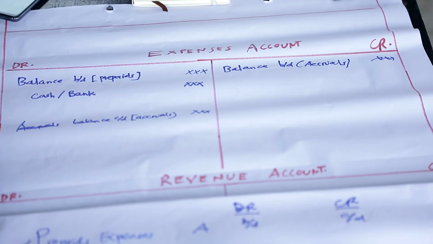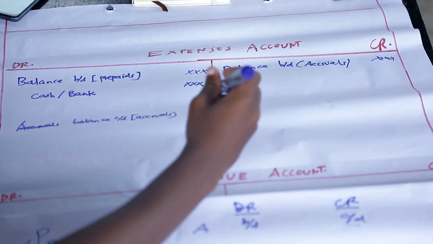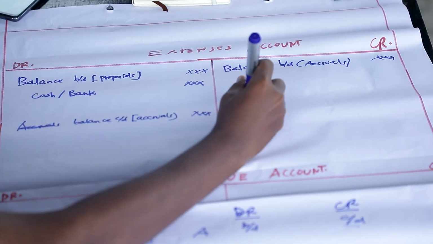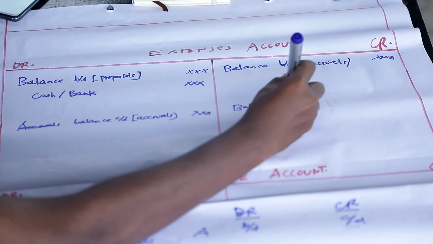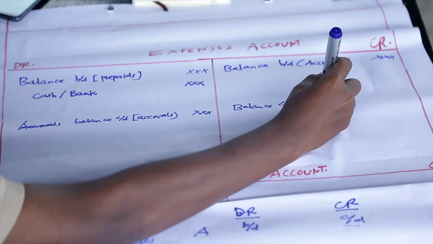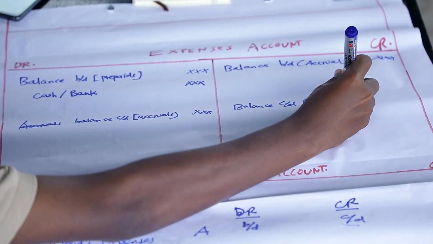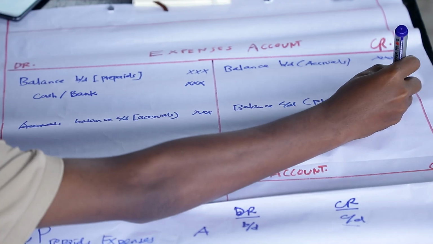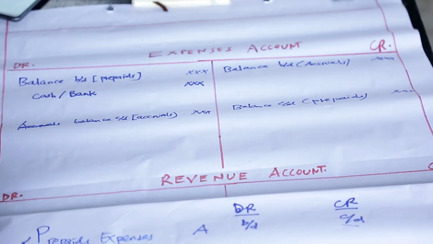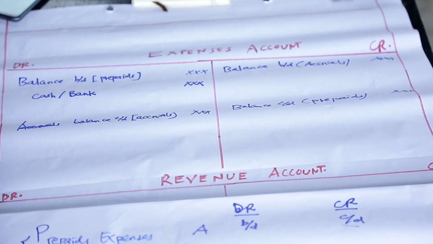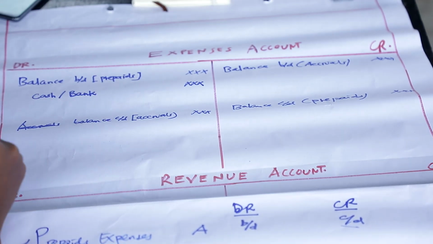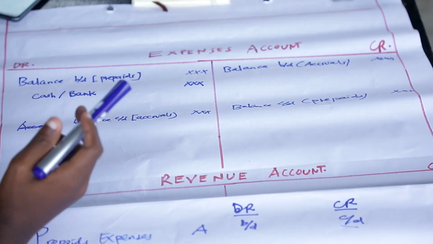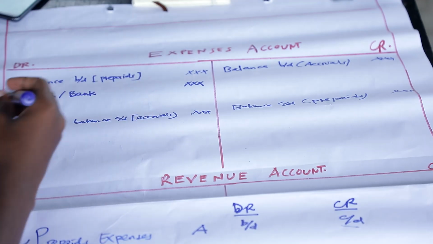And also we're going to credit the balance for prepaid. So here we have the balance CB for prepaids. So that is it. So after writing all my necessary information, remember that the expenses paid for will be credited in the cash account and we're going to name it in the expenses account.